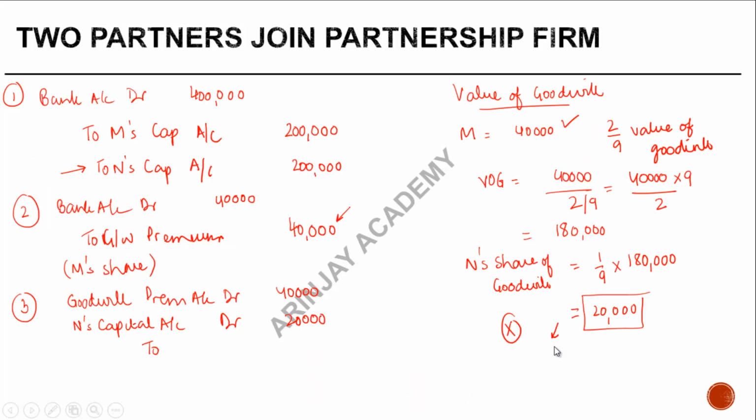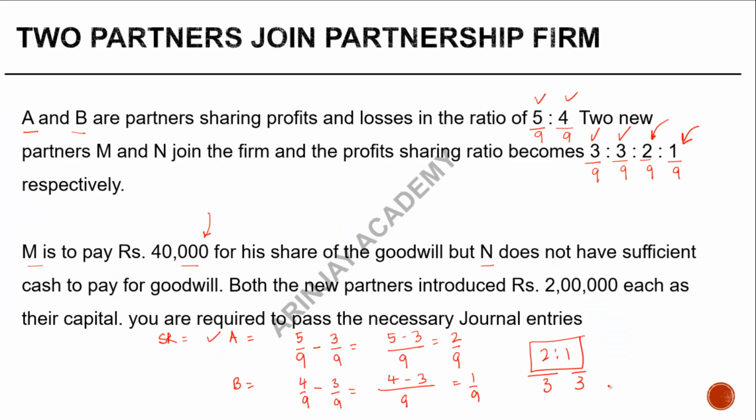Right? So this amount of 60,000 which has come in should be credited to A's capital account and B's capital account in the ratio of 2:1. 60,000, 2/3 to A, 1/3 to B. So we'll give a credit of 40,000 to A and 20,000 to B. Let's go back and see if there's anything else which we have to do here. You're required to pass the necessary journal entries, which is what we have done, right?